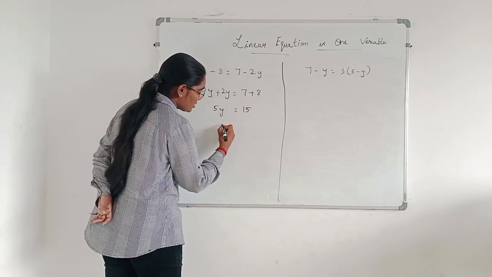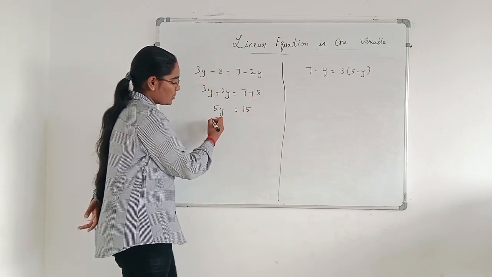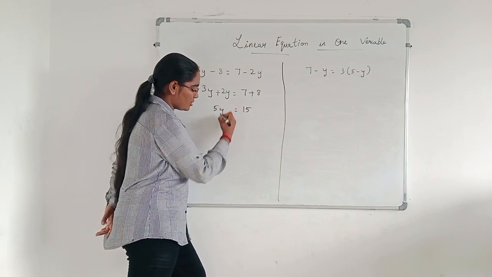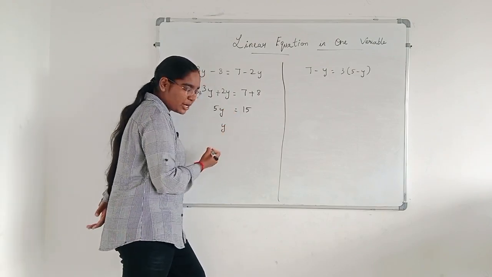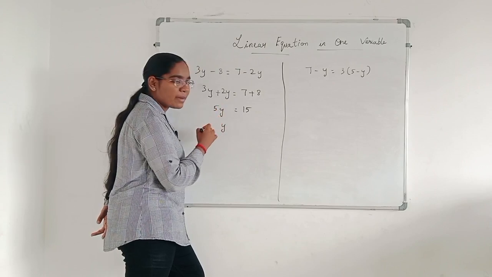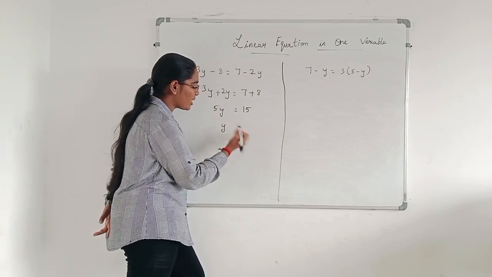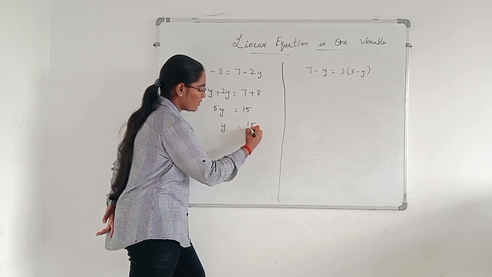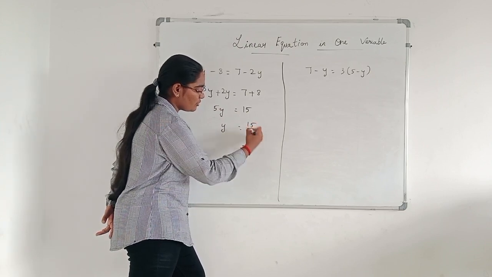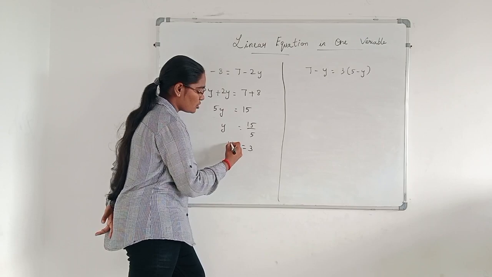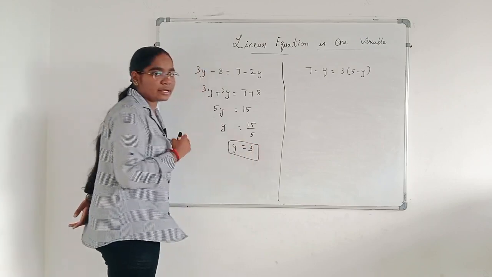Am I right? Next, this 5y. You should keep this y on one side, so on the left hand side itself we are keeping this y. This 5y is in multiplication, so when this 5 moves to the other part, it will become division. So 15 divided by 5, that is 3. So the value of y is 3.